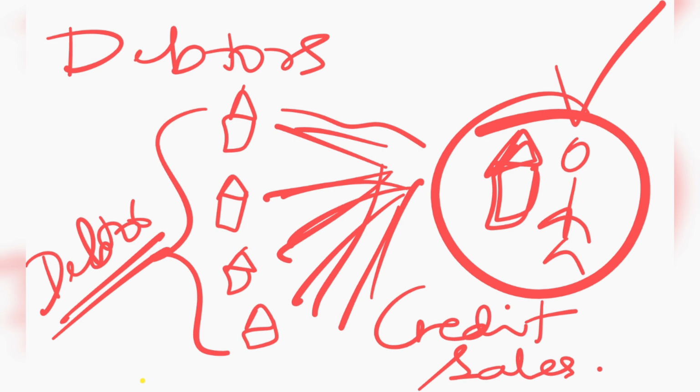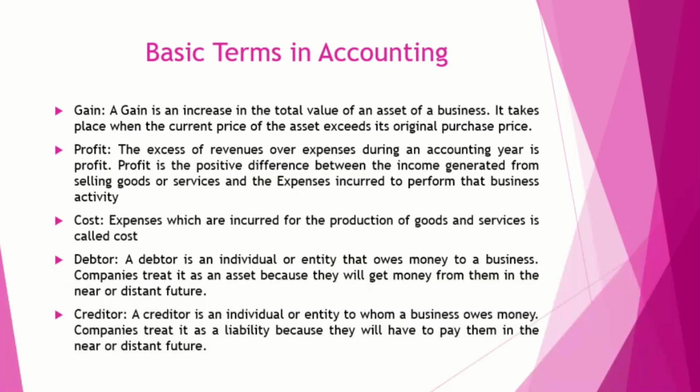Let us read our slides now. So let us read here what is a debtor. Debtor is an individual or entity that owes money to the business. Companies treat it as an asset because they will get money from them in the near future. So we learned that debtor is somebody whom the business has given goods on credit, has made credit sales, and they are treated as asset in the sense because we will get money from them in the future.